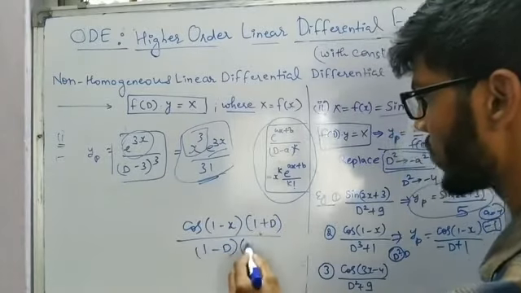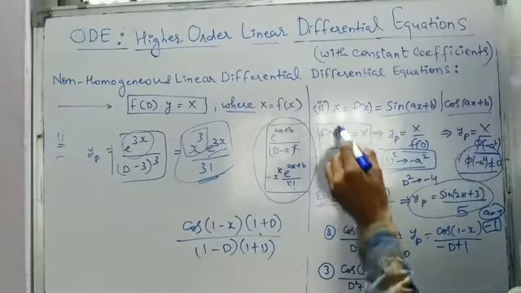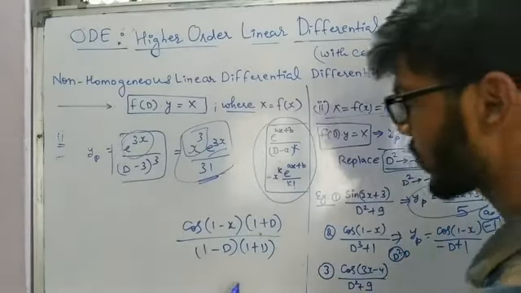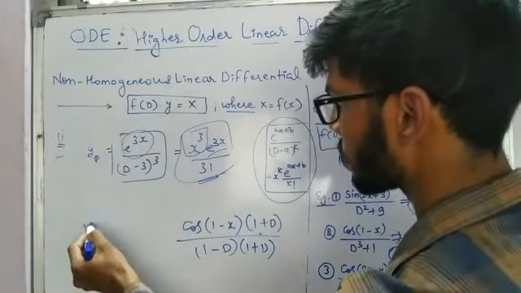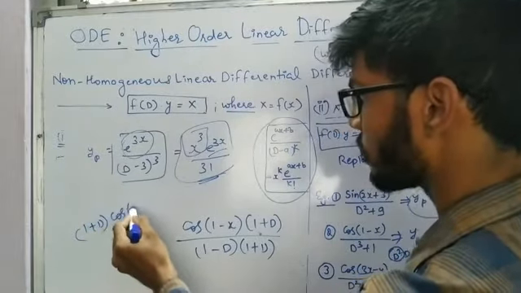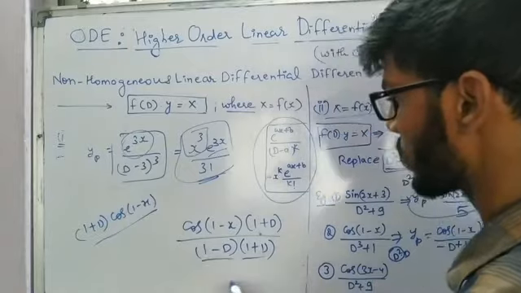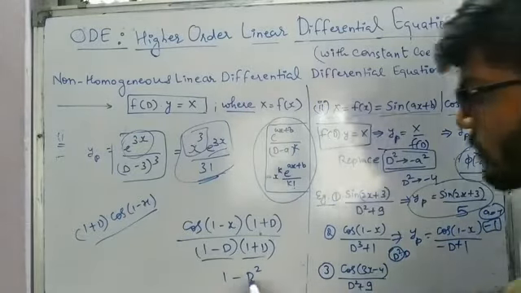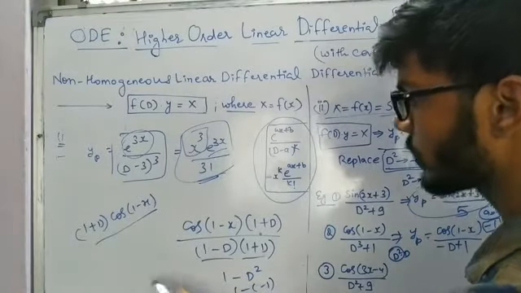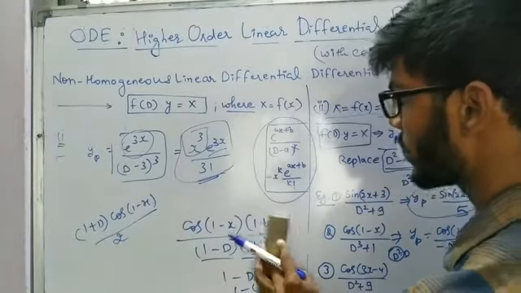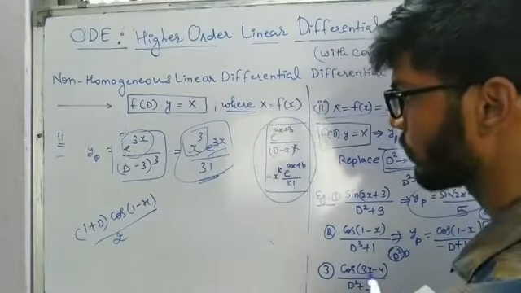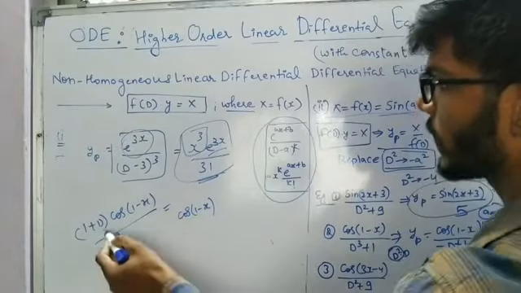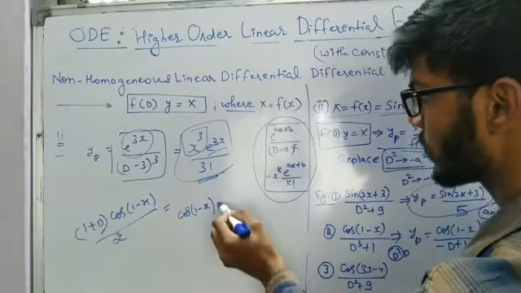So (1 minus D) divided by (1 plus D), because to solve this question every time we have to replace D square by minus a square, so we have to get the D square terms first. So this is nothing but (1 plus D) into cos(1 minus x) divided by (1 plus D) into (1 minus D), which is nothing but 1 minus D square, and replace D square by minus 1. So 1 minus of minus 1 in the denominator will become 2, and in the numerator, multiply cos(1 minus x) with 1 is nothing but cos(1 minus x), and multiplying cos(1 minus x) with D means we have to differentiate cos.